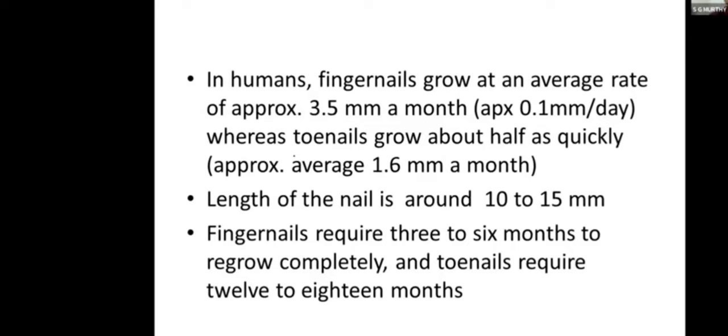100 days, around 3 to 3.5 months. So the nail, from this end to that end, from the cuticle point to the tip, will take around 3 to 4 months. So the fingernail, and double the time for the toenails because they grow at half the speed. So it will take around 3 to 6 months. The fingernails 3 to 6 months and the toenails will take 6 to 12 months. That is double the time.